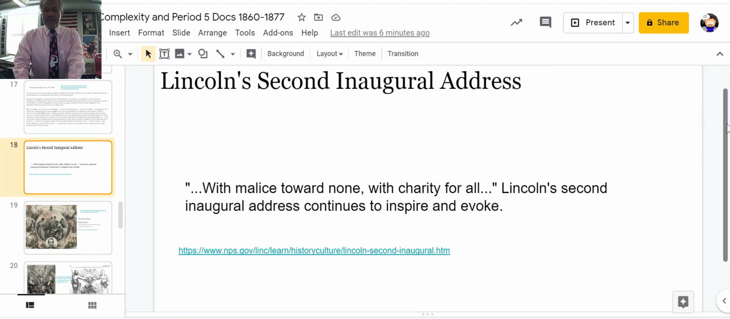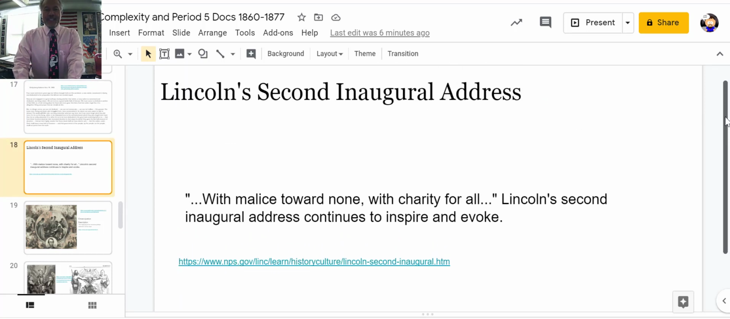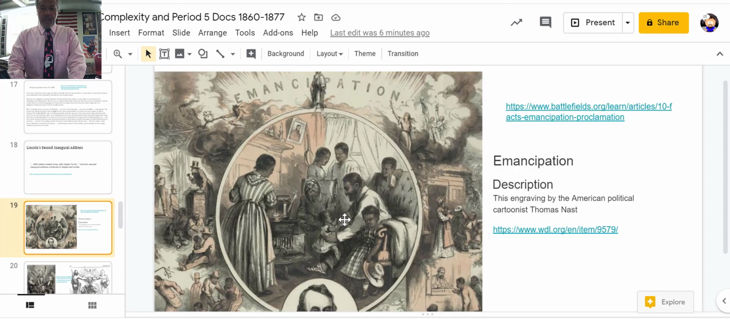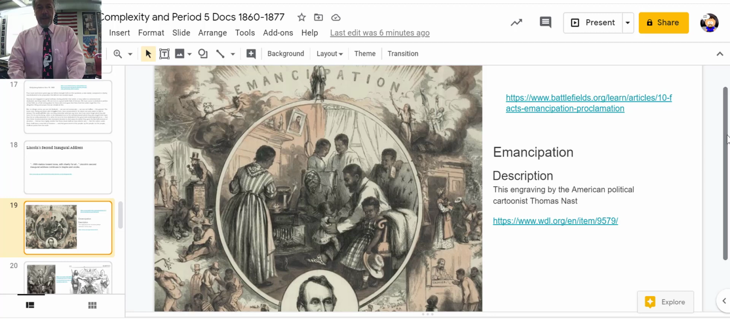Lincoln's second inaugural address, it seems like everybody wants to use this, with malice toward none, no resentment or anger. He's trying to bring the South back into the Union, pretty much in his 10% plan, more of a forgiving plan in a way. And of course, his argument is that they never even left the Union anyway, so it's time to heal the wounds of the nation at this point. So that's more representative. Then you get Reconstruction cartoons.